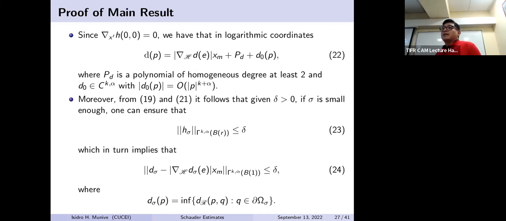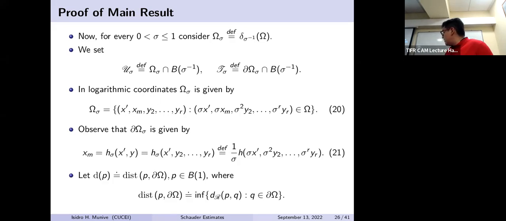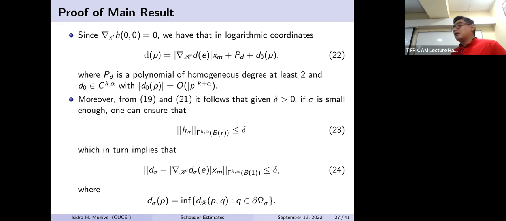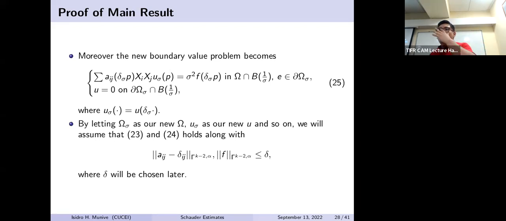For instance, we can write the distance like this. In the Euclidean case, we just have one, but in the non-Euclidean case, we have this gradient of the distance. So we have a polynomial of degree 2 and something that decays at this rate. Using this, we can always assume that this norm is very small. Since we are removing this part, we can also assume that this growth happens with the distance. And so we get a new boundary problem with this sigma.